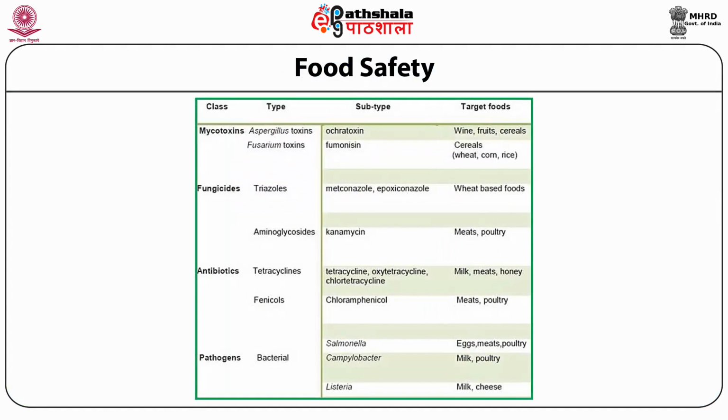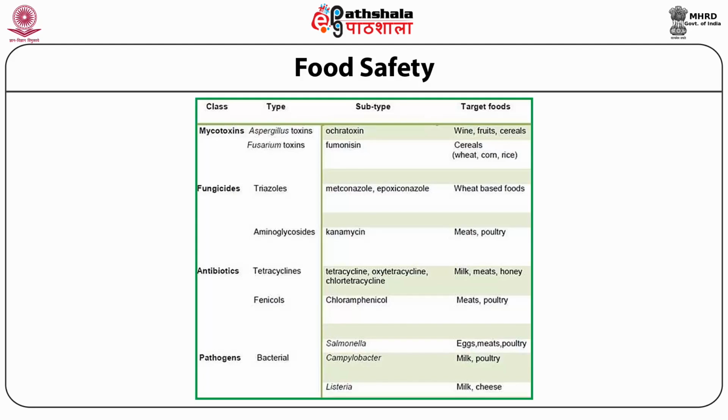The table shown here lists the various classes of contaminants and pathogens commonly found in foods. Among the mycotoxins, aspergillus toxins, which are ochratoxins, and fusarium toxins, which are fumonisins, are very prevalent in cereals such as wheat, corn, and rice.